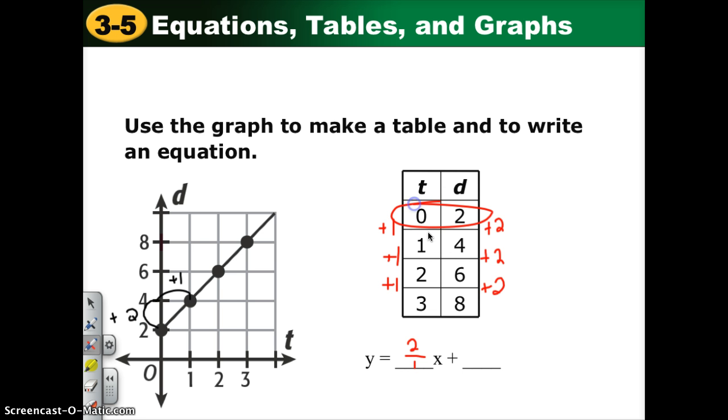Our y-intercept is where x equals 0, which is 2. Now I called these x and y, but if you look more closely, they are t and d. It doesn't affect how we do anything if the variables change.